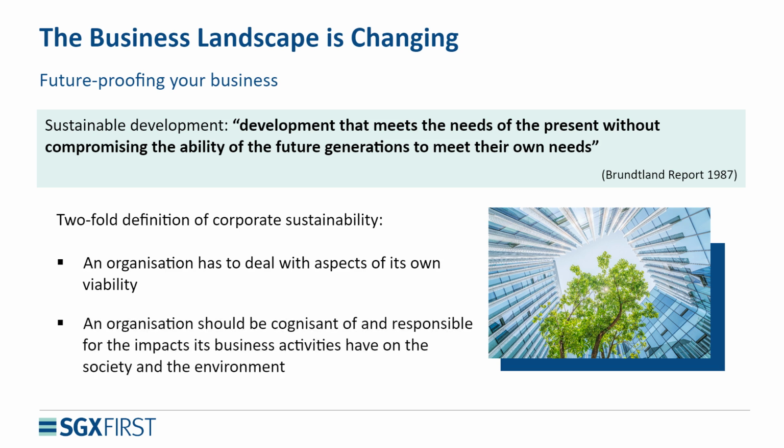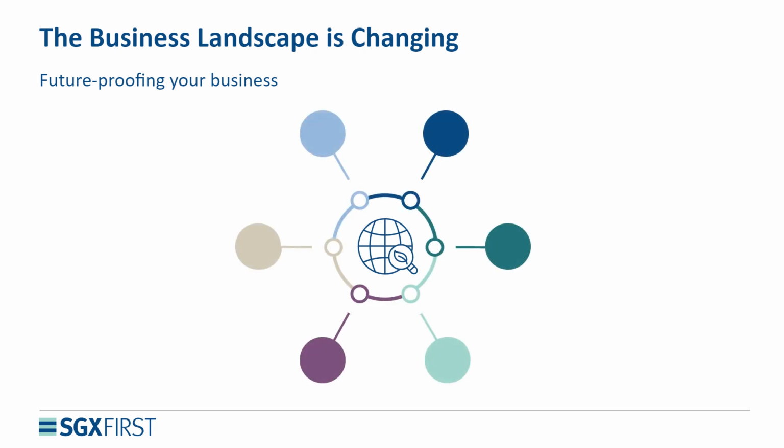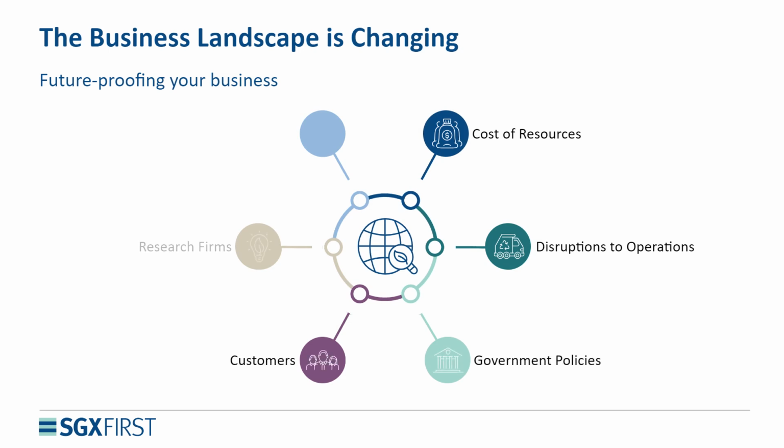Secondly, the organization should also be cognizant of and responsible for the impacts its business activities have on the society and the environment. It is important to understand the environmental and social changes in your surroundings and how they relate to your business. Consider your business in some real-world situations. These changes can have a large impact on your performance and hence, your long-term success. Thus, in order to build a business that remains viable, it is important to respond proactively to these changes.